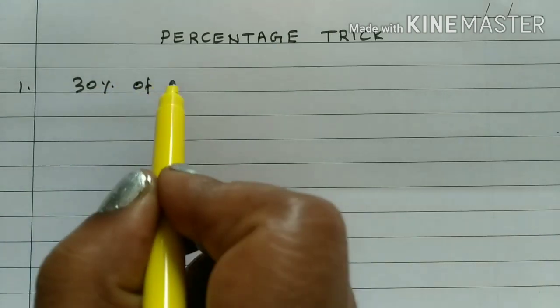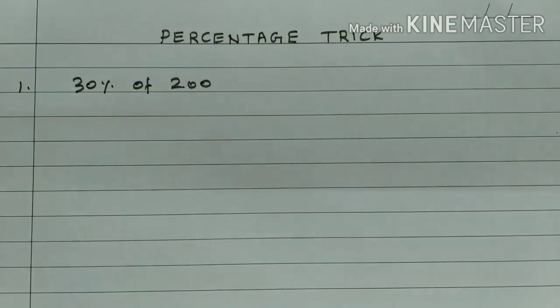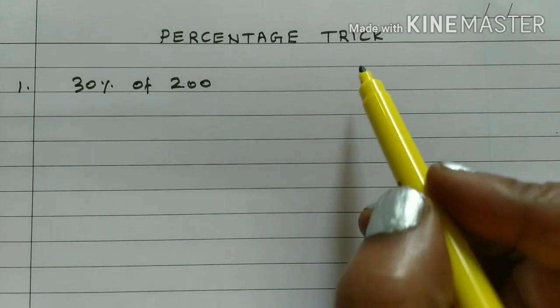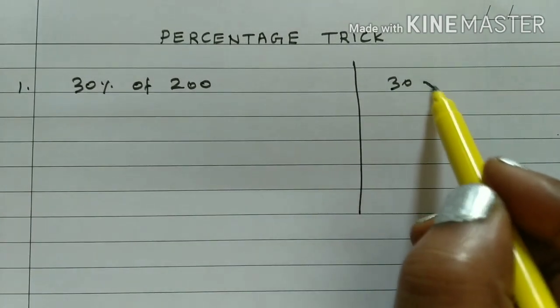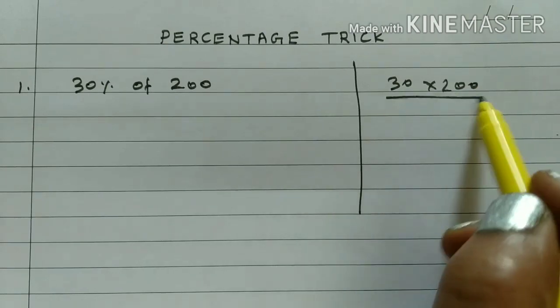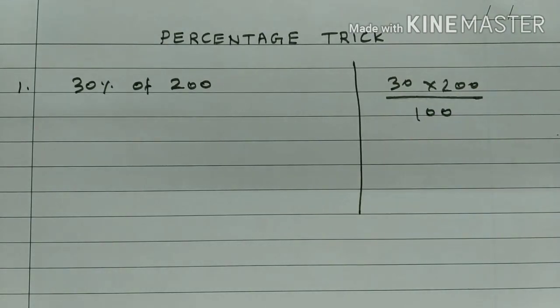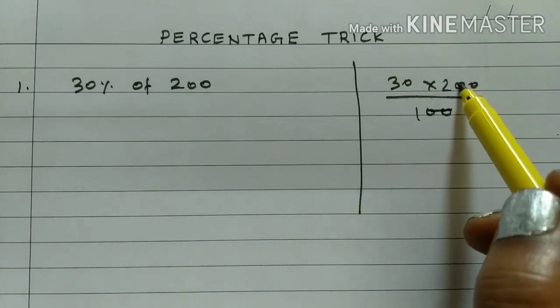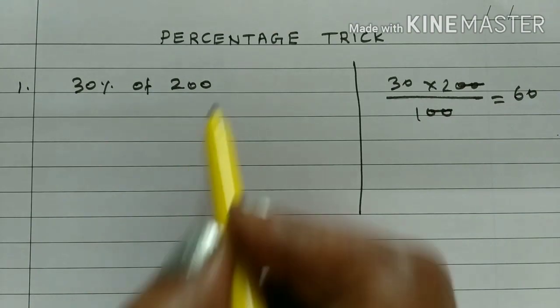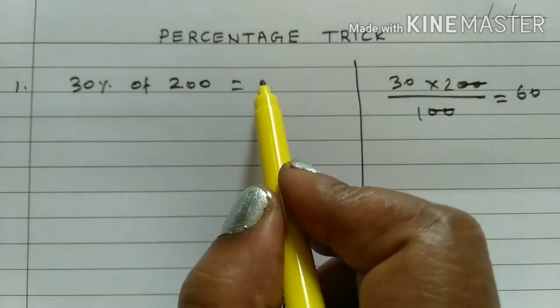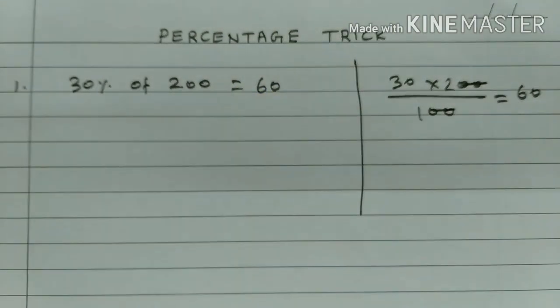30% of 200. Usually what we do to find out the percentage is multiply these two numbers and divide by 100. Then you will get the percentage of 200. 30 multiplied by 2 is 60. So 30% of 200 is 60.